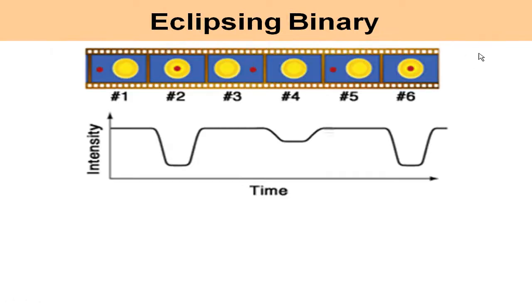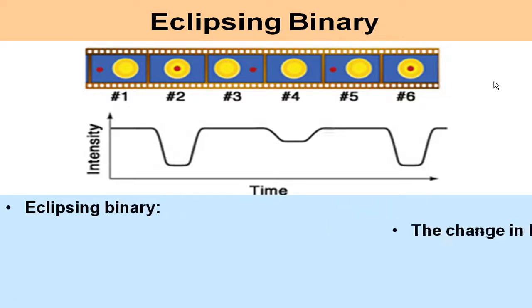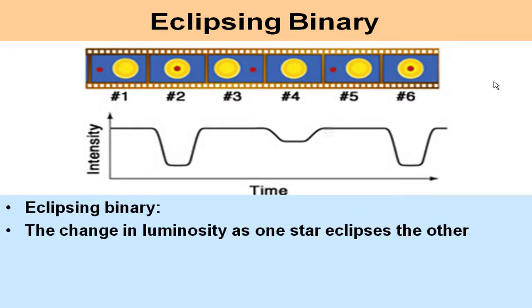The third way we can observe a binary, and we'd have to be pretty lucky for this to occur, is if the binary system happens to be in the plane of our line of sight, such that one star eclipses the other star. We call this an eclipsing binary. As one star eclipses the other, we would observe a change in luminosity as one star comes in front of the other, and vice versa.